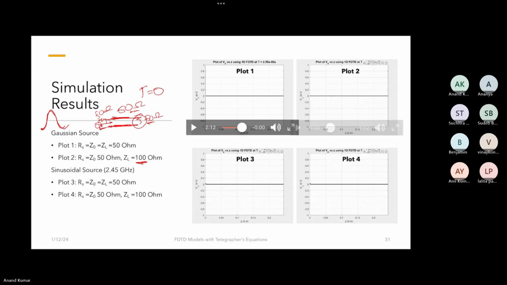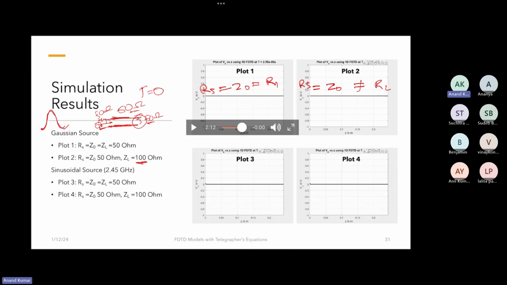Okay, is this not playing? Yeah. So there's this Gaussian pulse. It moves forward, and you can see there's some reflection because the load is not matched, and it goes back. So in this case, the RS is matched to the characteristic impedance, but it is not matched to the load resistance. In the previous case, the source resistance is matched to the characteristic impedance, and that is matched to the load resistance.